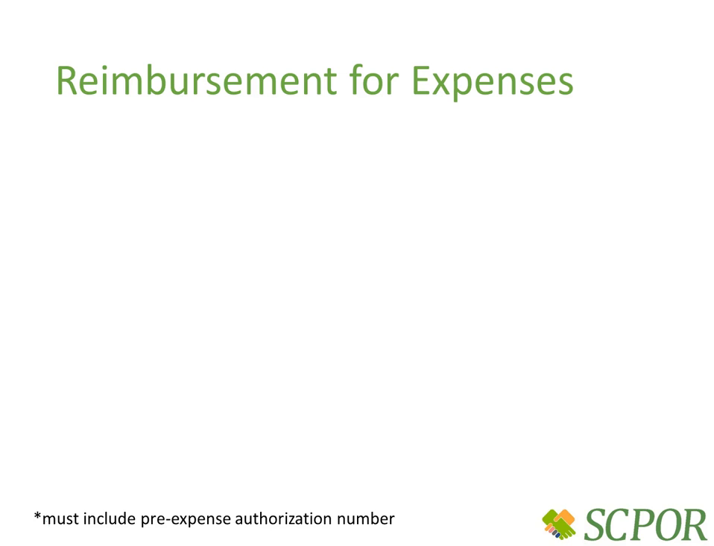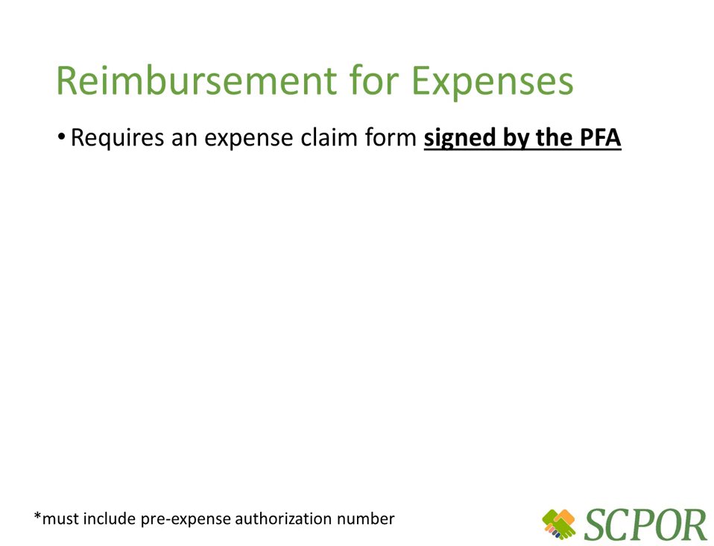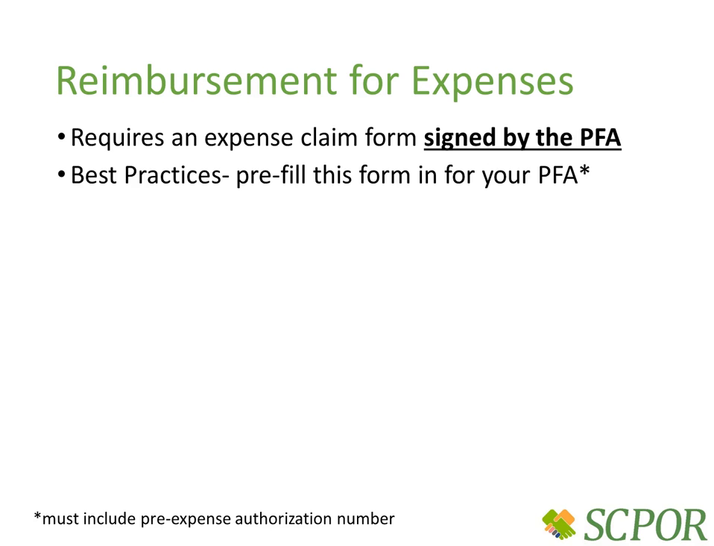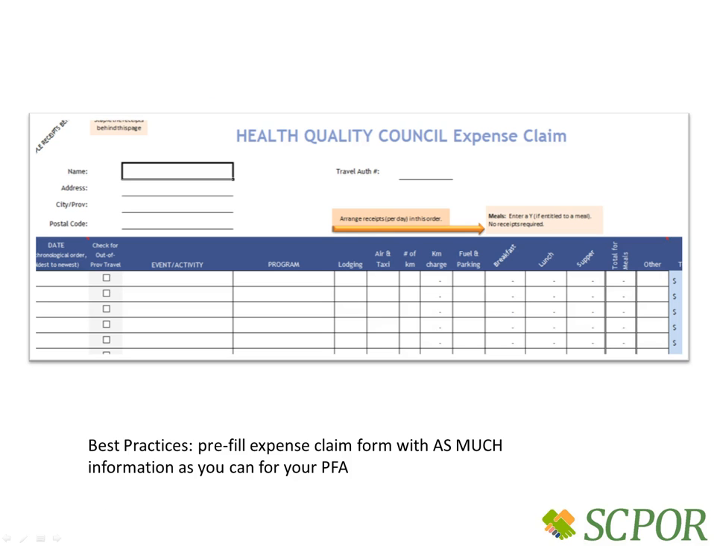You can submit an expense claim form to HQC on behalf of your patient and family advisor, but please know that any expense claim form that has been submitted must be signed by the PFA. In our work with patient and family advisors, a best practice is to pre-fill as much of the form as possible for your PFA. The information that you can pre-fill on the form for your PFA includes their name, the travel authorization number if they will be claiming anything related to travel expenses, the event or activity, and the program budget code.